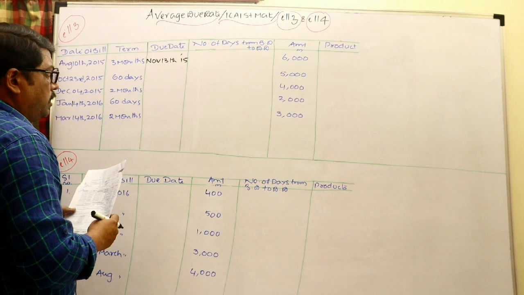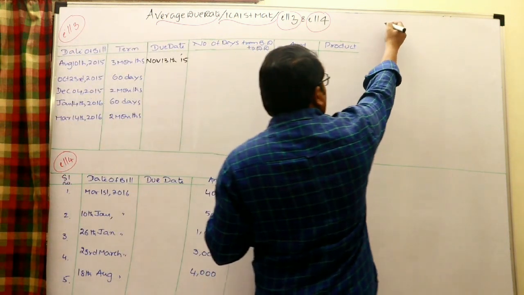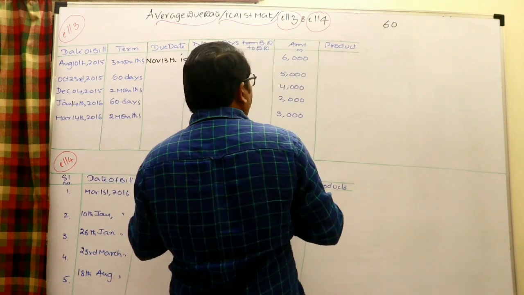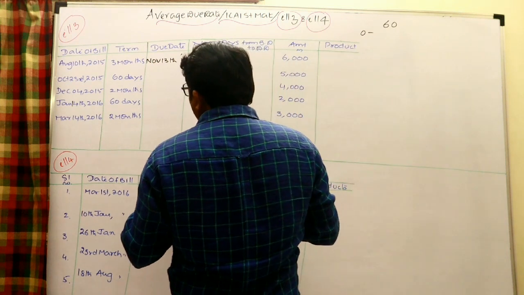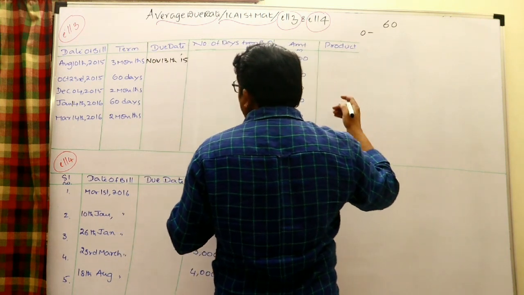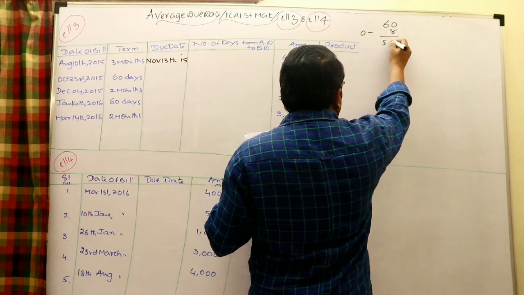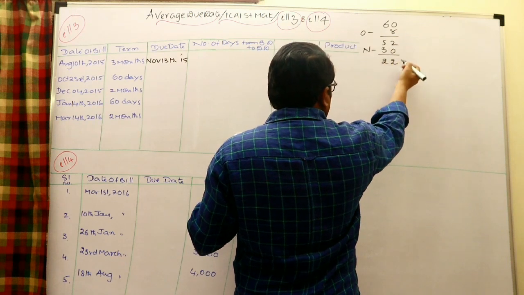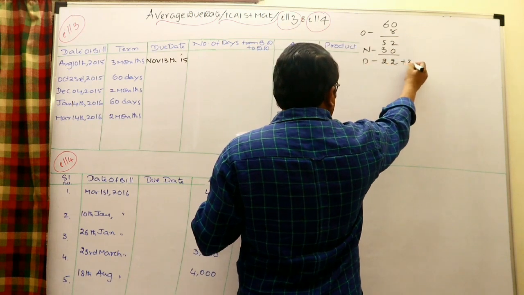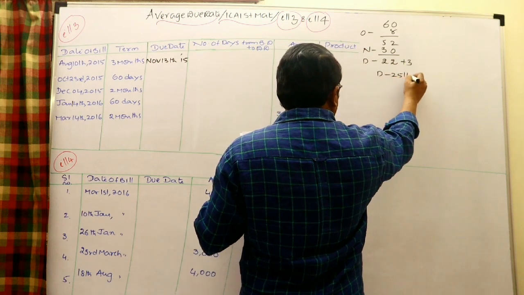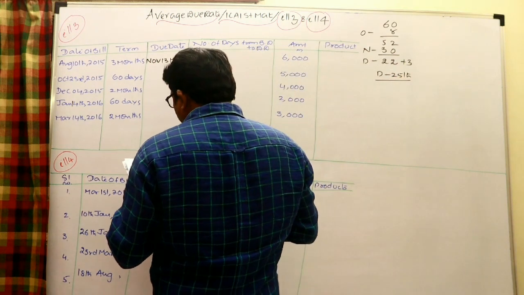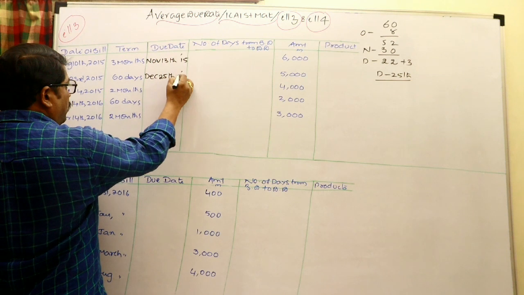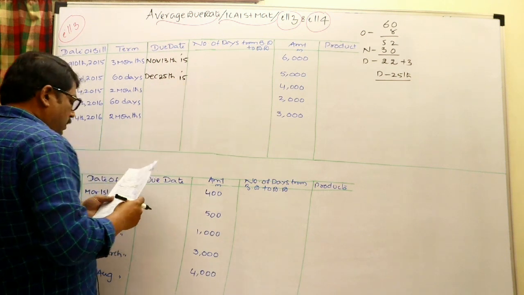October 23rd, 60 days: take the 60 days from October 23rd onward. In October, how many days are still there? October has 31 days, so 8 days remain, leaving 52. After that, November has 30 days, leaving 22. Then December, plus 3 grace days, therefore December 25th. December 25th 2015 is the due date in the given case.